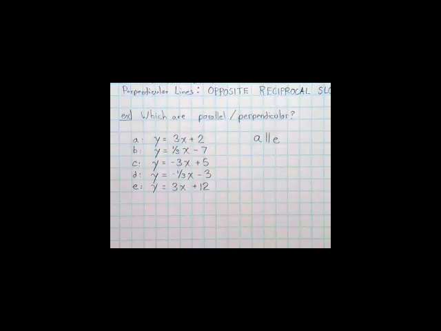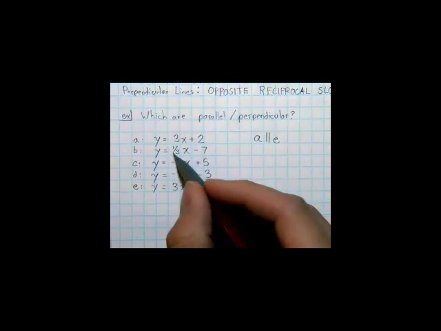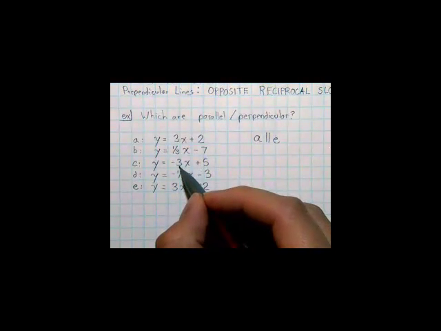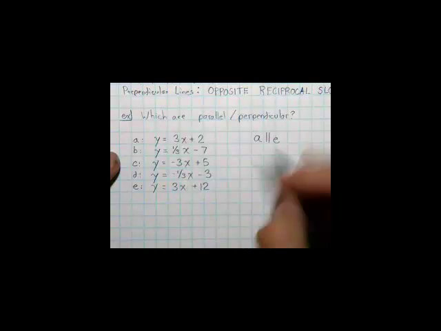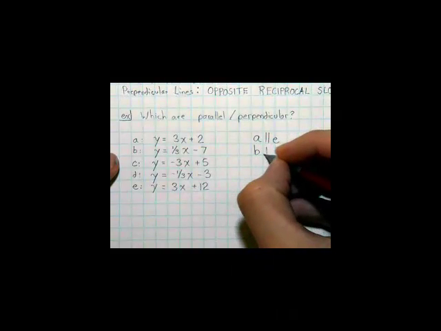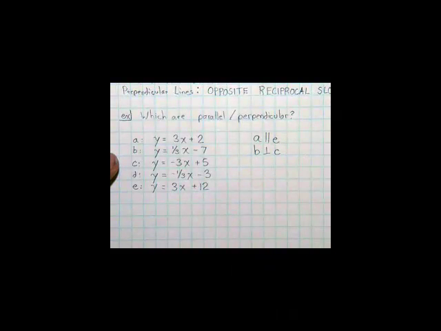Reciprocal. So let's find some reciprocals in the mix. Yeah. B and C. Yes, those are. Okay, B and C, 1/3, -3, because 3 is 3 over 1. Right. So 1/3 is the reciprocal of 3. They have opposite signs. Yup, that works. So B is perpendicular to C. Those work. All right, any others we see in there, Jace?